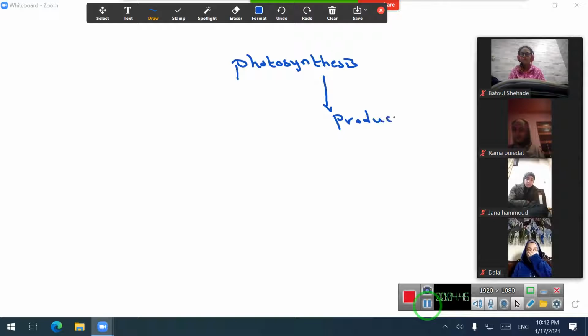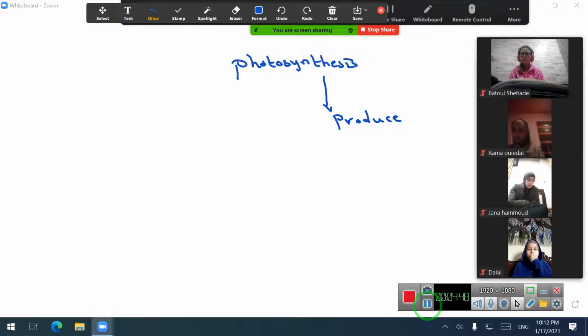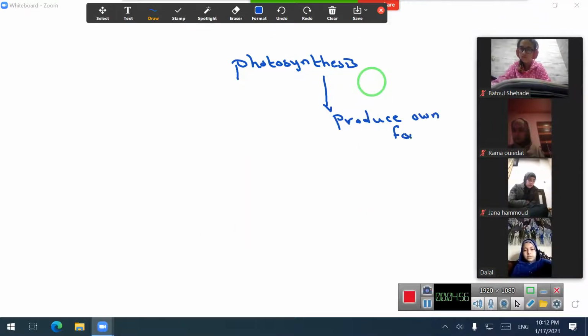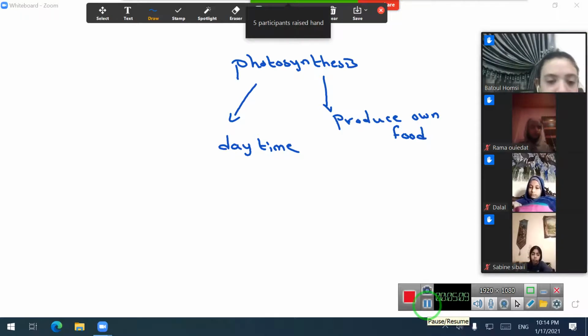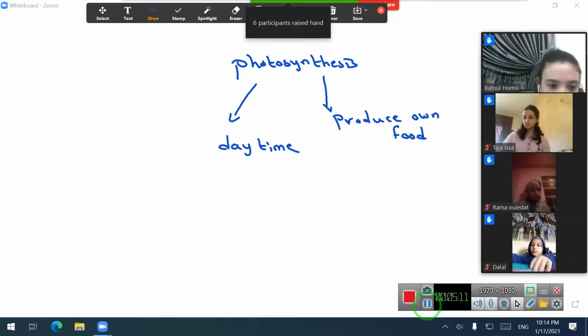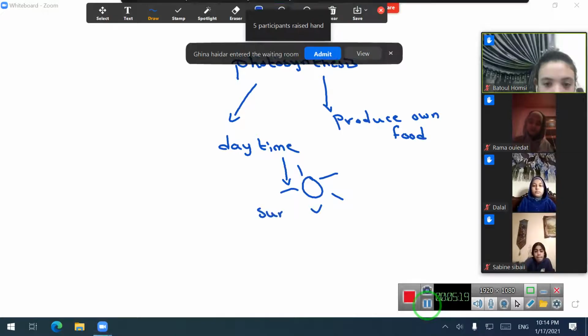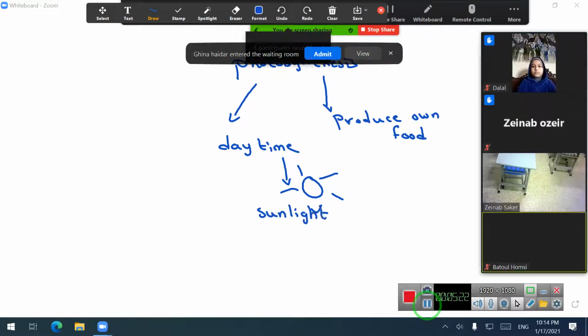Who can tell me at what part of the day this process takes place? So at which part of the day? Yes, in the morning. Excellent. During the daytime. Why, Batul, does this process take place during daytime? Excellent, because it needs the sunlight.